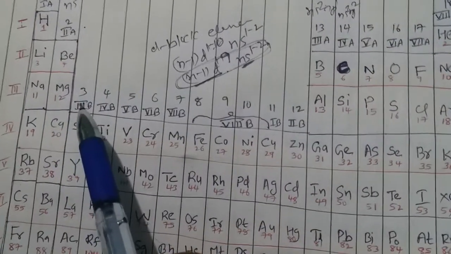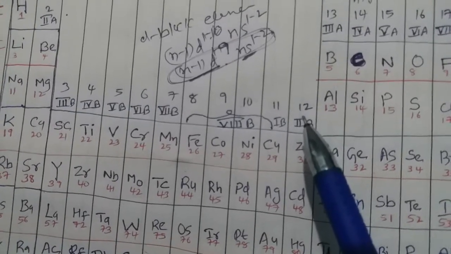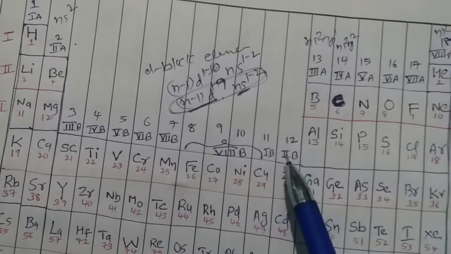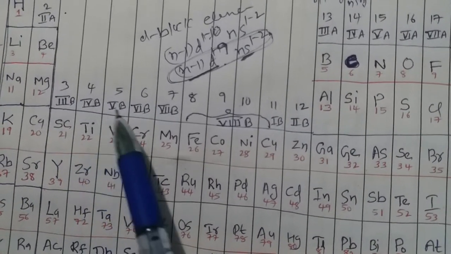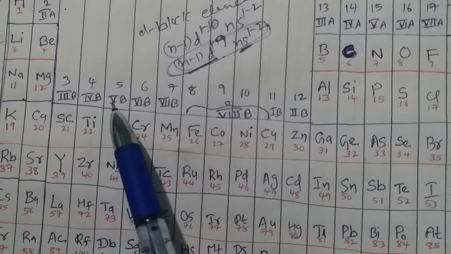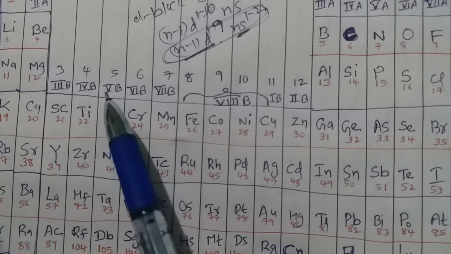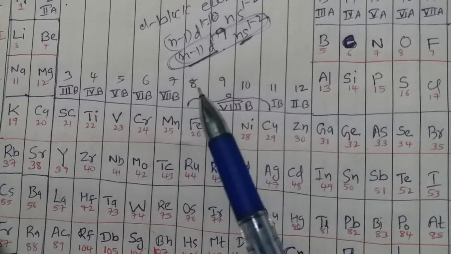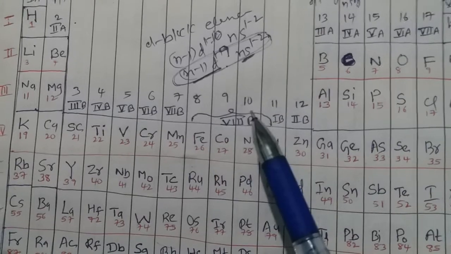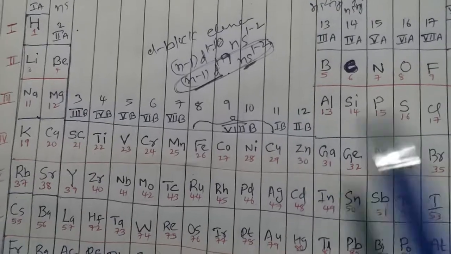Between S and P blocks we have D block elements. The D block elements are from groups 3 to 12. These D block elements are classified with B type of groups: 3rd B, 4th B, 5th B, 6th B, 7th B, and 8th B. In 8th B we have IUPAC groups 8, 9, 10, and after that the 11th group in IUPAC is called first B, and the 12th group is called second B.